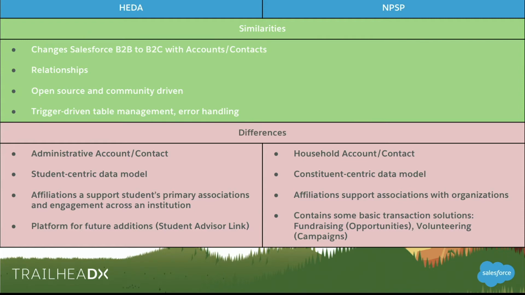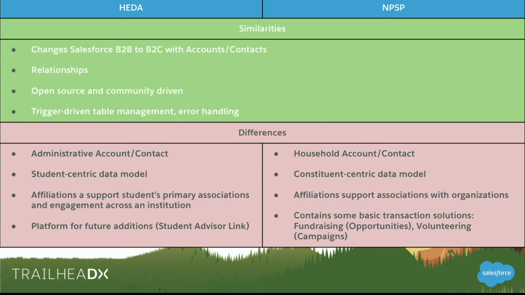Where they differentiate is in the details of how these things operate. So you see on the side of HEDA the administrative account model. You see on the nonprofit side, the household model, and on the higher education side, the administrative account model. You see that HEDA is driven on student centricity, whereas the Nonprofit Success Pack is driven on constituent centricity. That's the C in the nonprofit industry. We don't call them customers, we call them constituents.